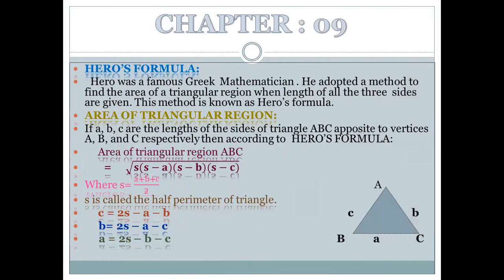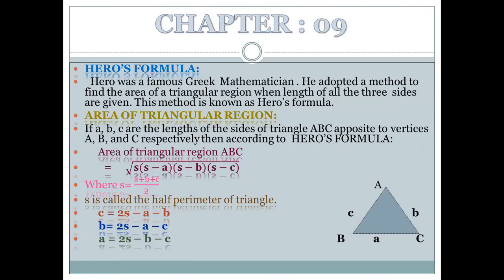Hero's formula. Hero was also a Greek mathematician, like Pythagoras. He adopted a method to find the area of the triangular region. In the previous exercise we calculated the values of the unknown side of the right angle triangle, and in this we will calculate the area of the triangular region, and all the triangles will be oblique triangles, maybe acute angle triangle or obtuse angle triangle. And definitely the triangle has three sides.